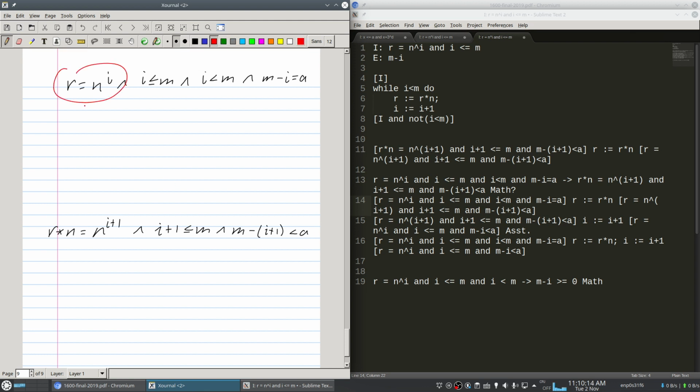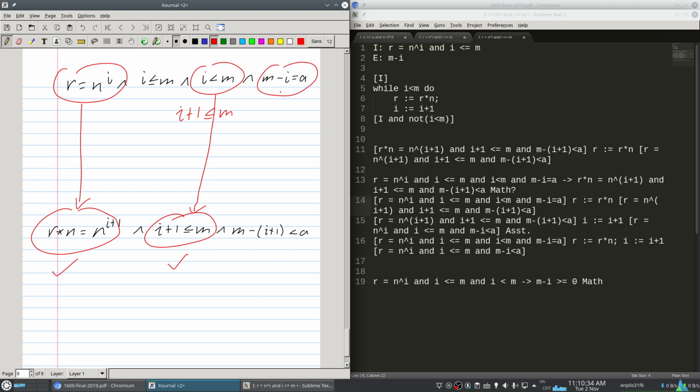Well, if we take this statement and multiply both sides by n, we get this statement here, so that checks out. And if i is strictly less than m, then it's got to be at least one smaller, which means if you add 1 to it, it's either equal to m or still less than m, so that implies that, and that checks out. And if m take i is equal to a, then surely if you minus 1 away, it's now less than a, which is the same thing as minusing off i plus 1 in brackets. So that implies that statement, and we're all good.